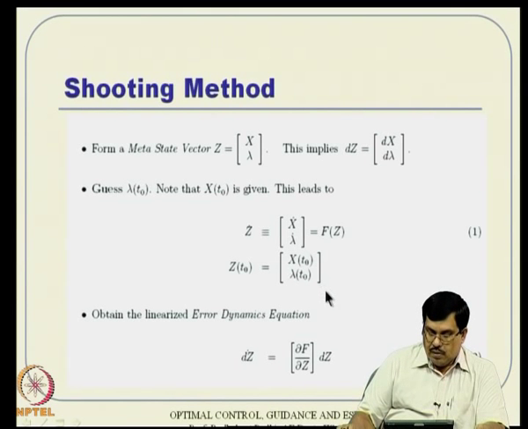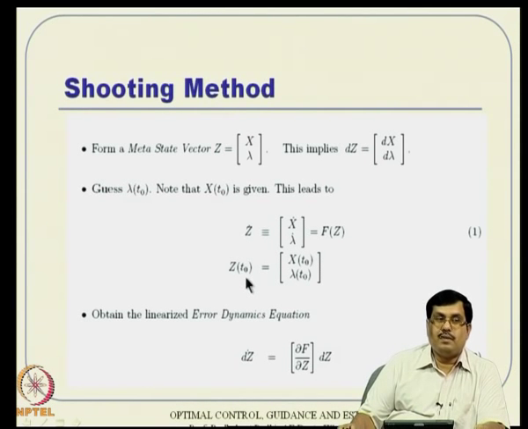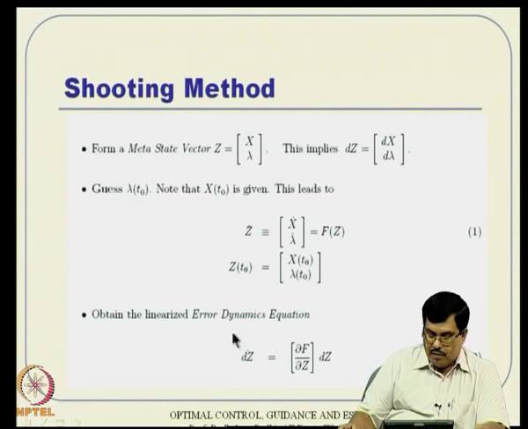Now, corresponding to this nonlinear differential equation, we can also obtain a corresponding linearized error dynamics, dz dot, which is dx dot and d lambda dot, equal to del f by del z into dz, using Taylor series linearization ideas. So we have this meta-state vector differential equation associated with boundary and initial conditions, and associated with it we have this corresponding error dynamics as well. All these things we have to take advantage of.